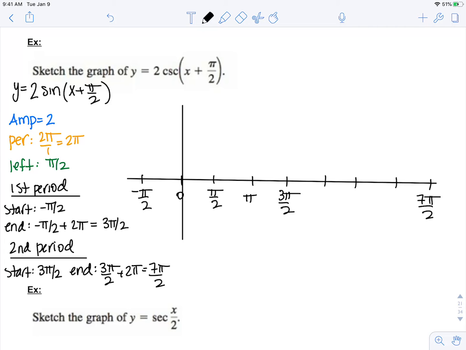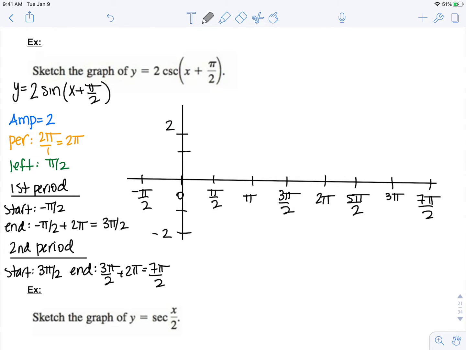So 3 pi over 2 plus pi over 2 is 2 pi. And then plus another pi over 2, 5 pi over 2, plus another pi over 2, 6 pi over 2, which is going to be 3 pi, and then 7 pi over 2. Okay, and we know we're going up an amplitude of 2 and down to negative 2.